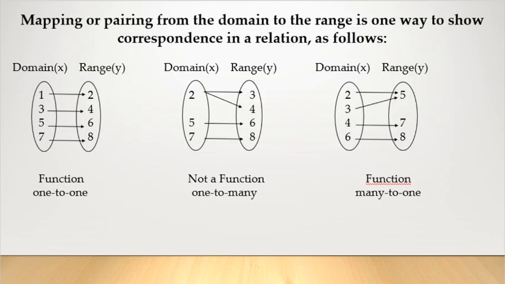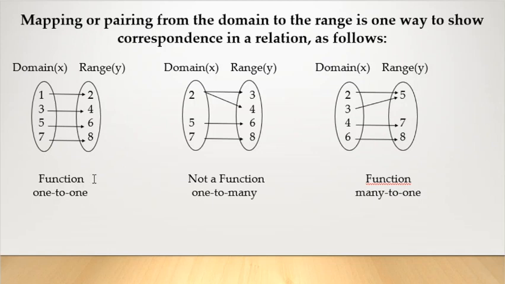Next, mapping or pairing from the domain to the range is one way to show correspondence in a relation as follows. So, for this example, we have the domain and range. So, this is called one-to-one relation. If the given is one-to-one relation, automatic that is a function.